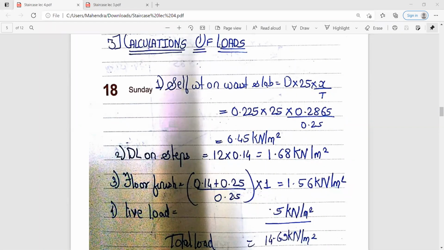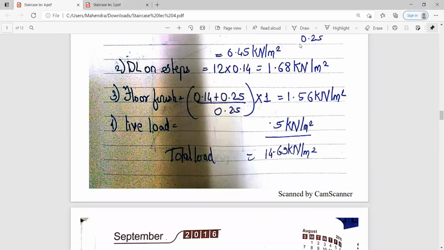Then after that you need to calculate for the floor finish. For floor finish, the formula is (R plus T) by T into 1. R is your 0.14, T is 0.25, so (0.14 plus 0.25) upon 0.25 into 1. So for floor finish, you are going to get 1.56 kilonewton per meter square. And the live load is given to you in the question, that is 5 kilonewton per meter square. So total load comes up to be 14.69 kilonewton per meter square.